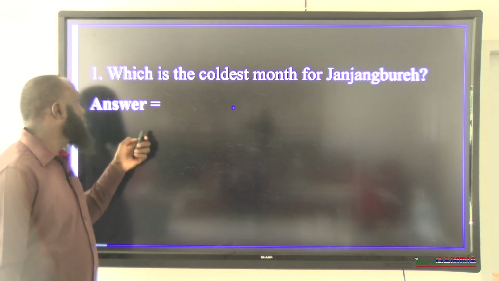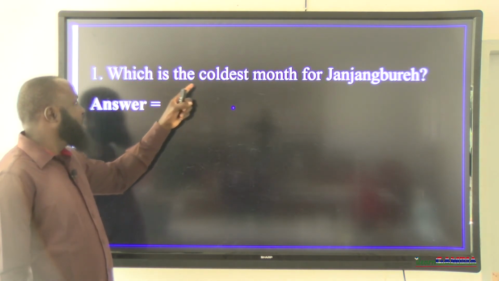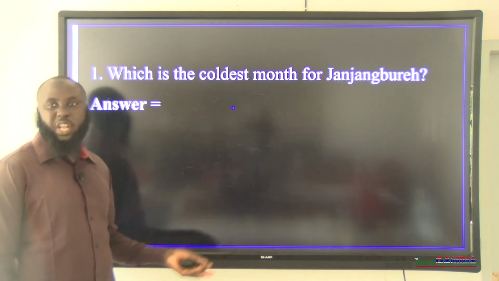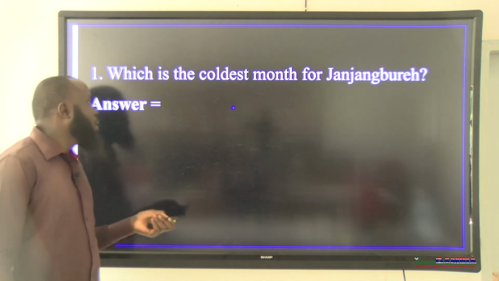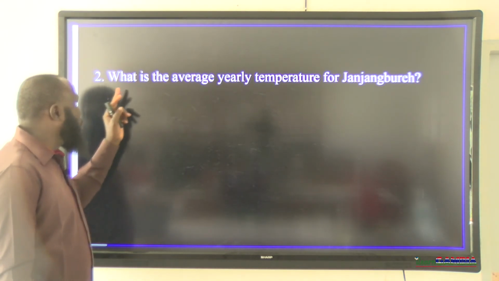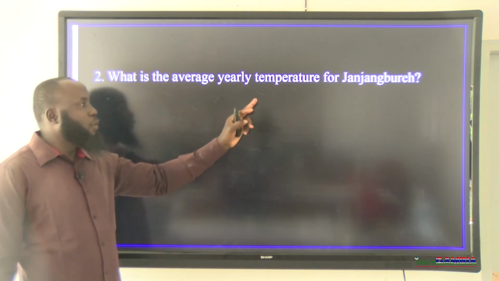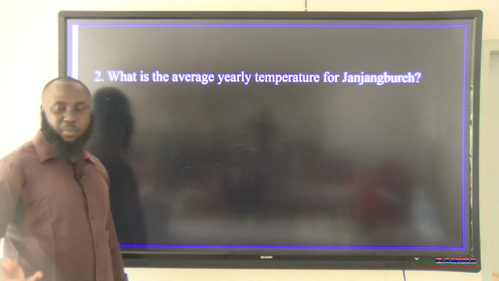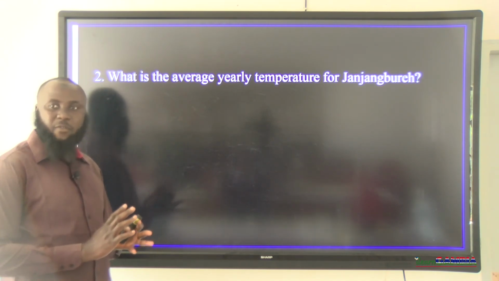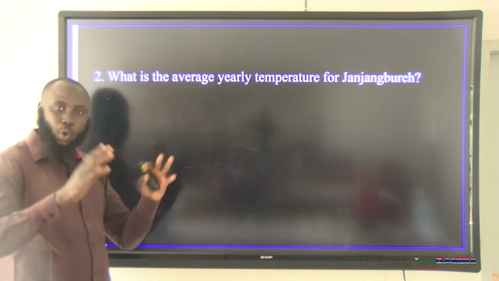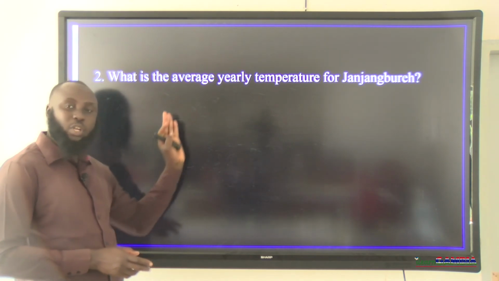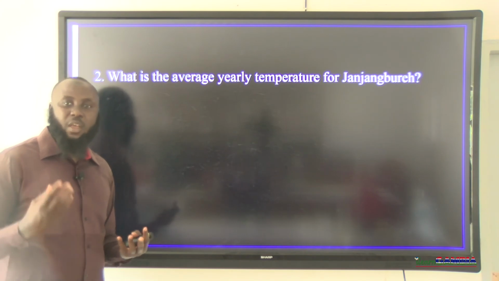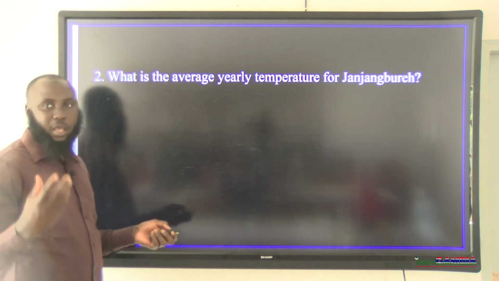Question 1 reads, which is the coldest month for Janjanbureh? It means which month is the coldest for Janjanbureh? And question 2 reads, what is the average yearly temperature for Janjanbureh? You know, in finding the average yearly temperature, you add everything. That is the temperature recorded for the whole year. That means from the first month to the last month, you divide it by 12. Why are you dividing it by 12? Because there are 12 months in the year.